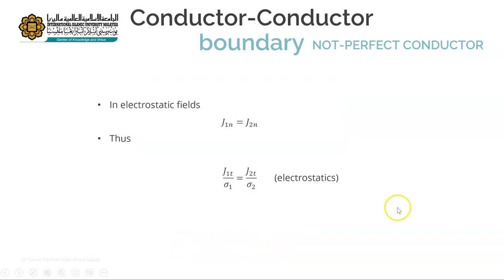So in an electrostatic field, J1n is equal to J2n, which would give J1t over conductivity at medium 1 equals J2t over the conductivity at medium 2. So this applies for all electrostatic fields.